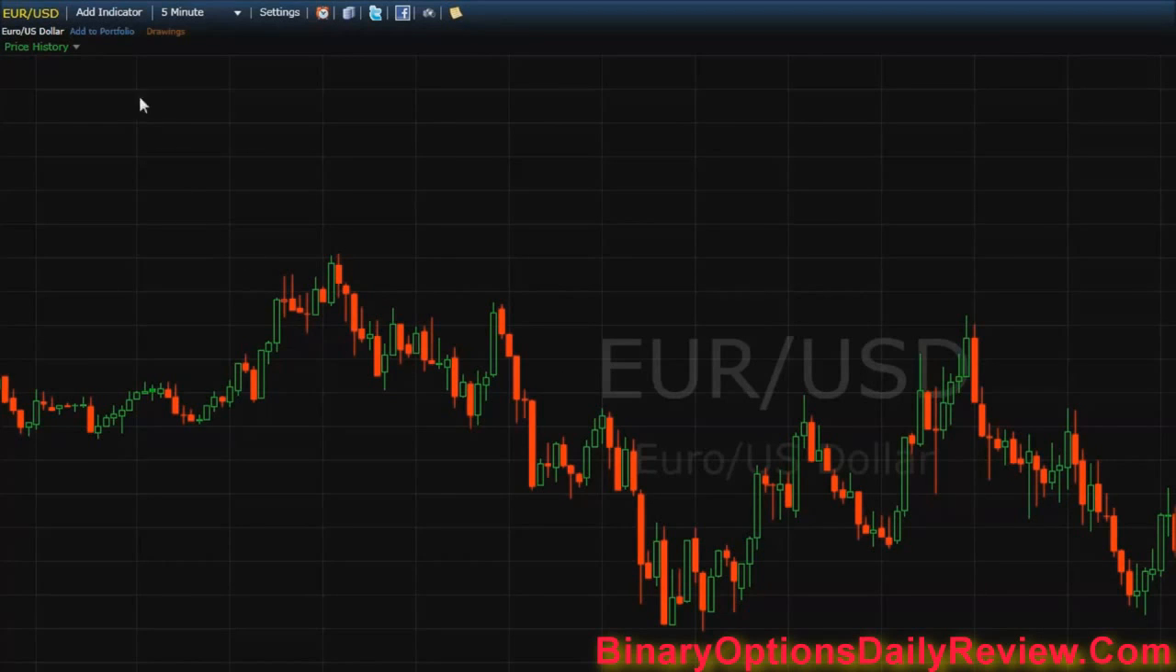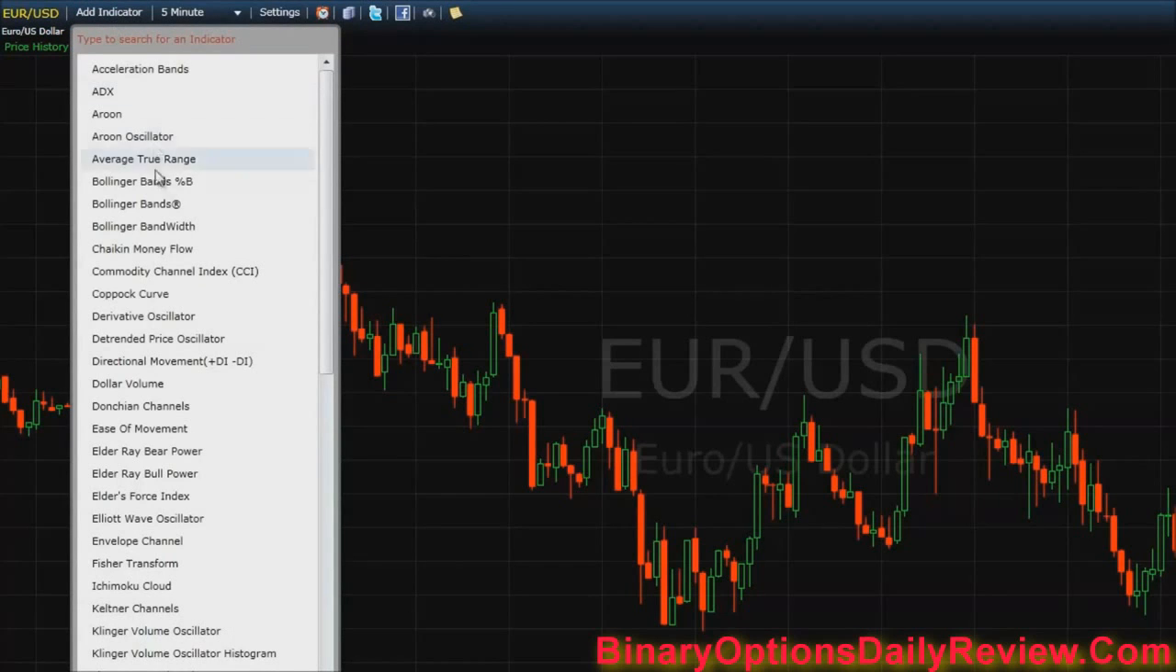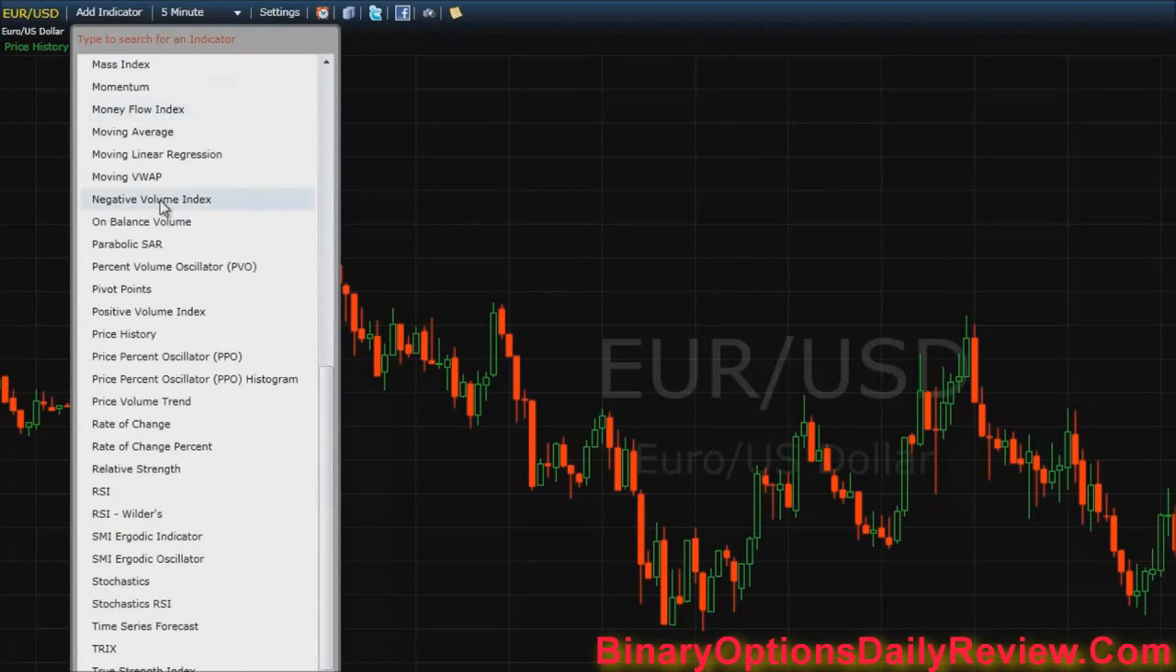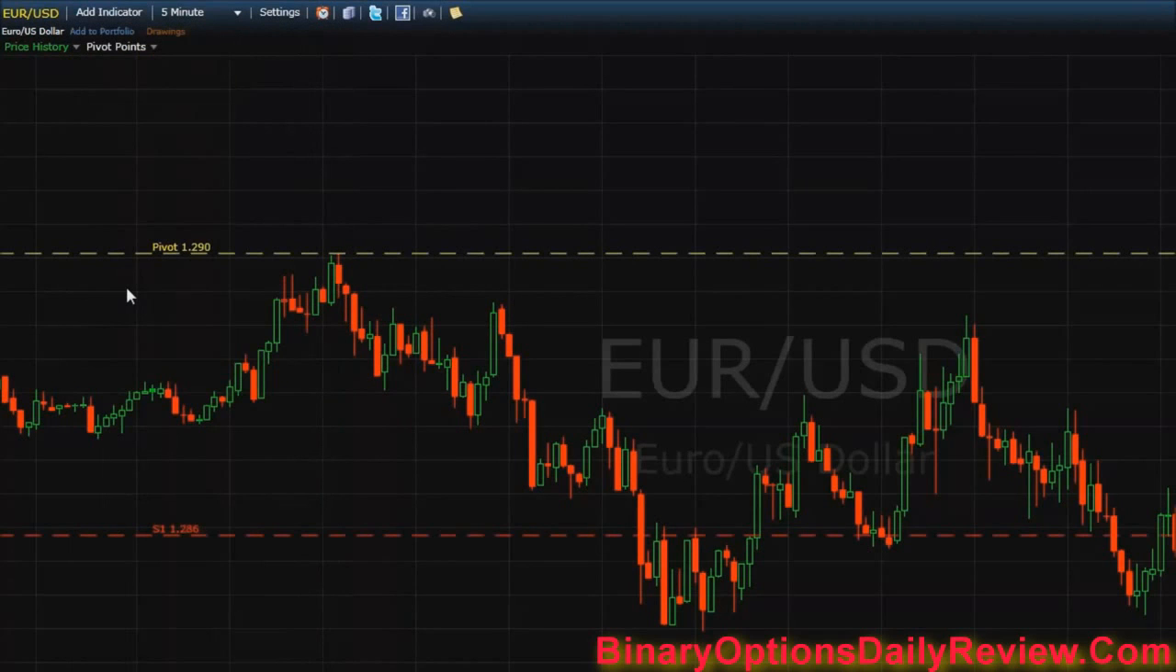So the first thing we're going to do is go up to Add Indicator, and I'm going to go down to Pivot Points. And as you can see, we've added a pivot point at the 1.290 level, and it's also added a support level for us at 1.286. If you notice, this is on the euro dollar, and today is September 30th, 2012. So with the pivot points, just like support and resistance levels, price has moved right up to this pivot, and as you can see, it got rejected.